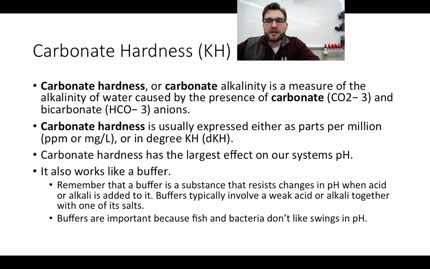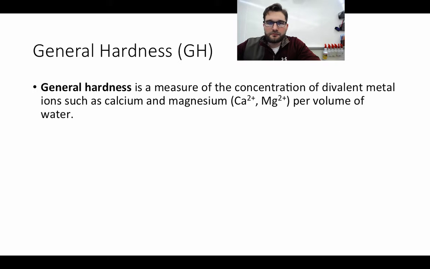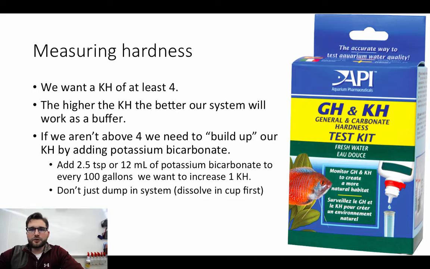So it's going to maintain our overall pH as acid is added to it, as nitric acid is added to our system. It's going to keep that system from dropping drastically and causing drastic fluctuations in our pH. We don't want major swings in pH. The major swings in pH are going to lead to fish death. General hardness is a measure of the concentration of calcium and magnesium. So we're measuring hardness using an API general and carbonate hardness test kit.